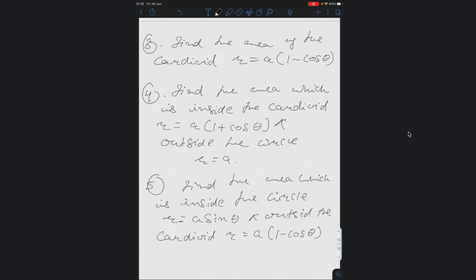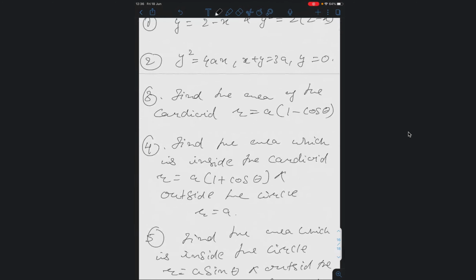In the fourth question, the cardioid will be on which axis? Tell me. Maximum portion on the x-axis, but on the negative or positive x-axis? Positive. And in the last question, the same graph will be on the negative x-axis. Okay? So try them. If you are not able to solve, we will solve them in the next class.